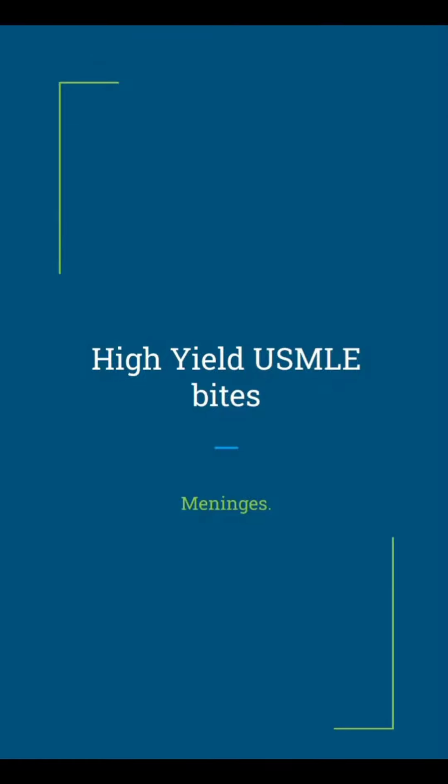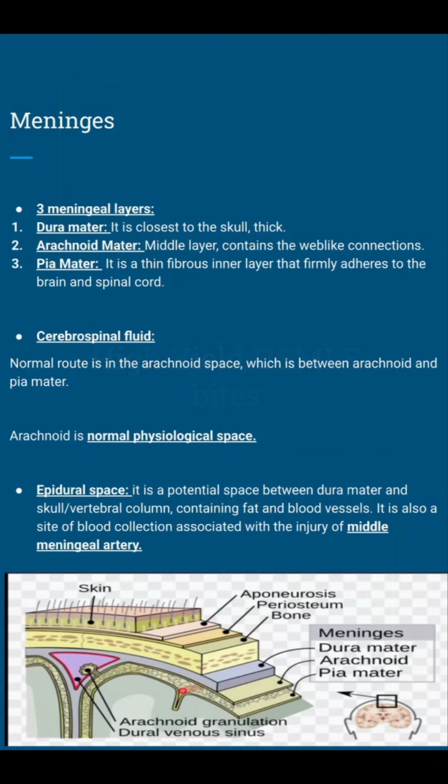Today we are diving into the meninges, a foundational topic for Step 1. These protective layers of the brain and spinal cord are key to understanding neuroanatomy and related pathologies like meningitis or hematomas. Let's break down the essentials you need to know to ace those exam questions.